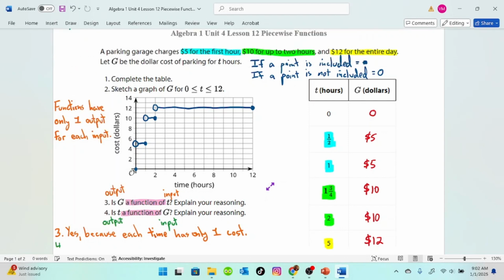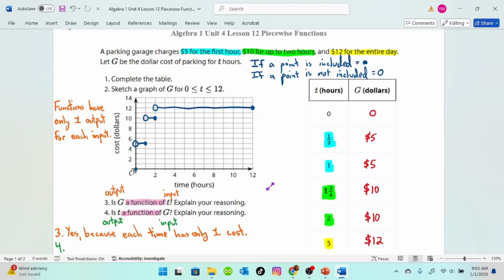Number 4, is t a function of g? So now we're asking, if we say that the cost is the input, is there ever a time where a cost has more than one time?